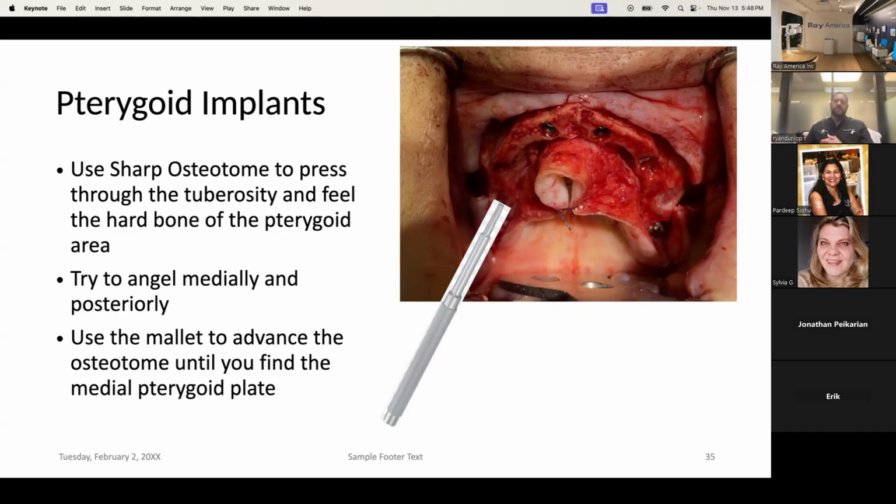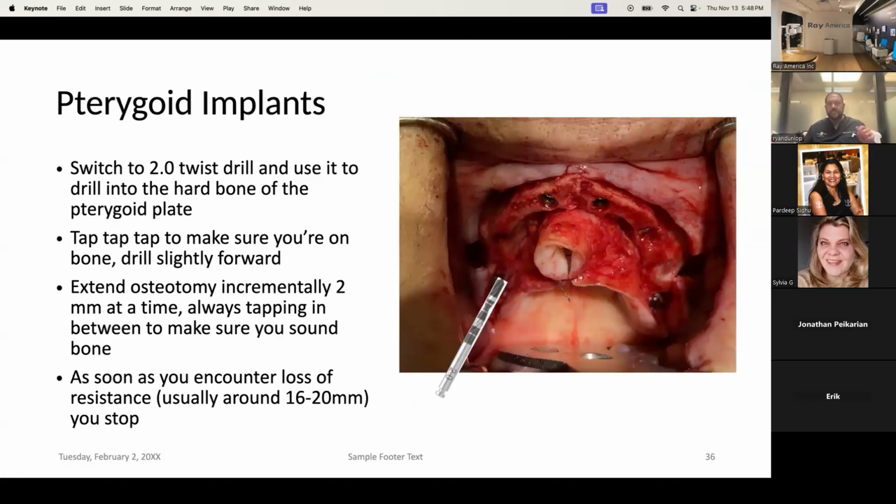And if you've ever used an osteotome, you know that as the osteotome is advancing, it gives a dull thud. And then when it hits something really, really dense, you get a high-pitched ping. And that high-pitched ping is what you're looking for. That's when you've really hit something super hard and dense.